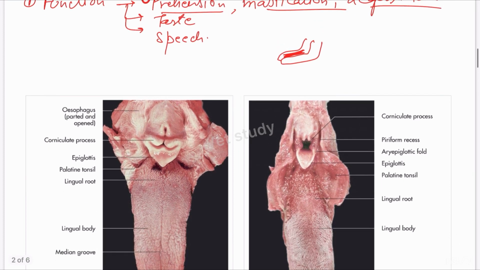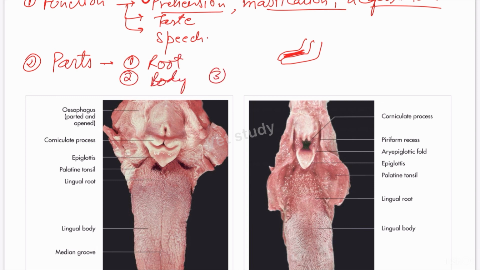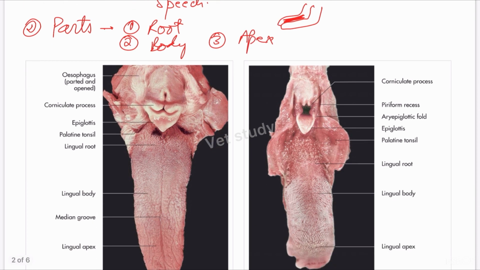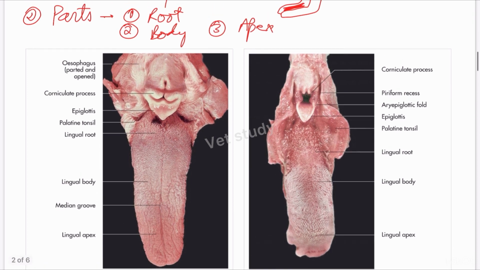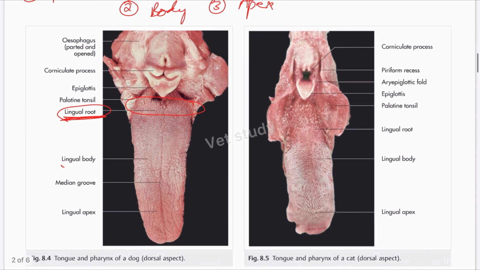Now let's talk about the parts. The tongue has three main parts. The first one is the root, the second one is the body, and the third one is the apex, right? So let's discuss the root. This is the part of the root, the lingual root. This is the root part, this is the body part, and this is the apex part. These are the three main parts.